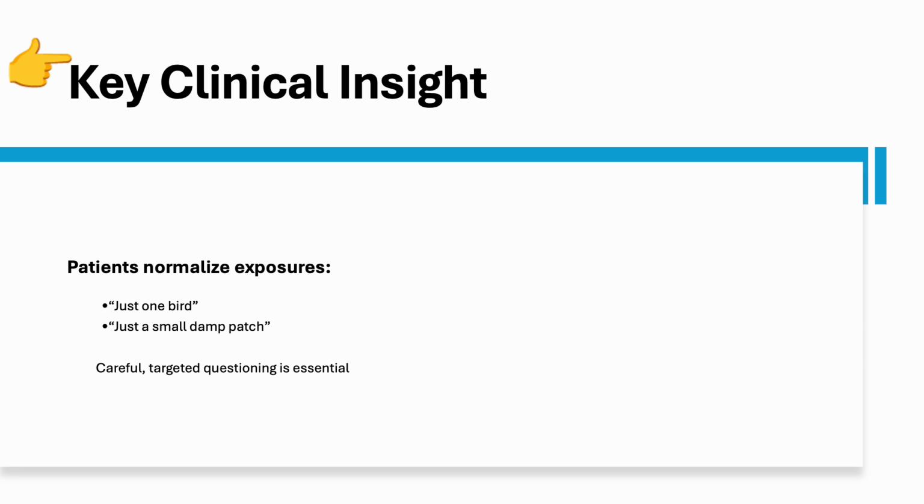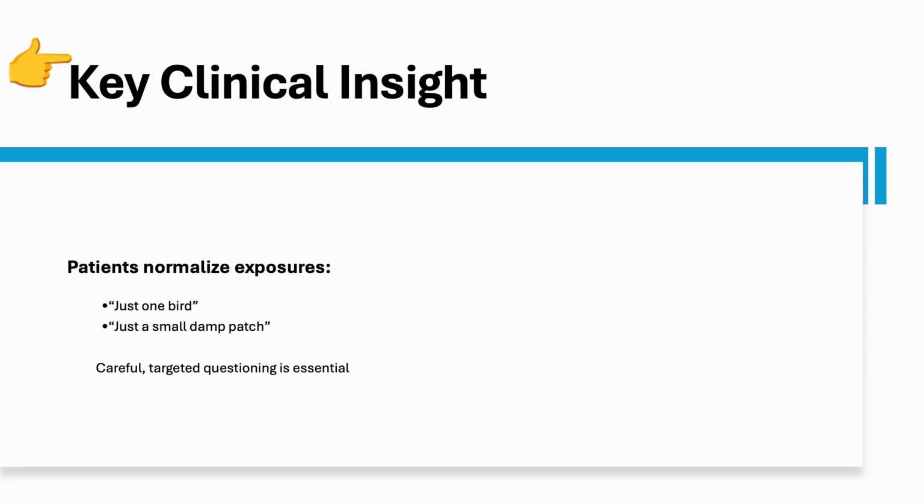So today's key clinical insight is to look into the history, and dive very deep into it, because the patient might feel, oh, it's just one bird that I have, or it's just a small damp patch or mold at home. How can it cause such devastation within the lungs? And often we tend to miss the key elements in the history which trigger HP.